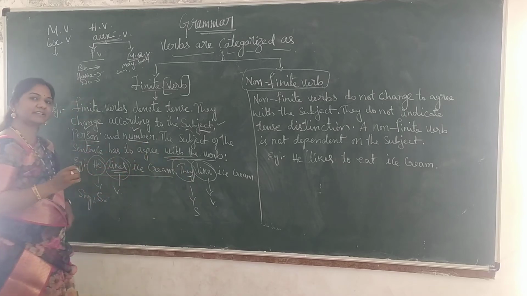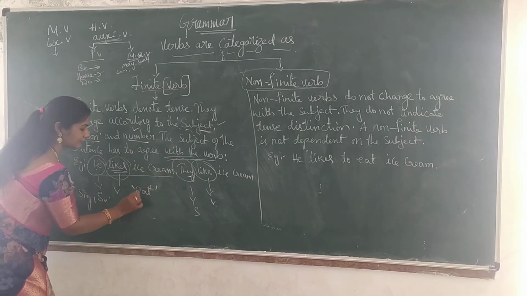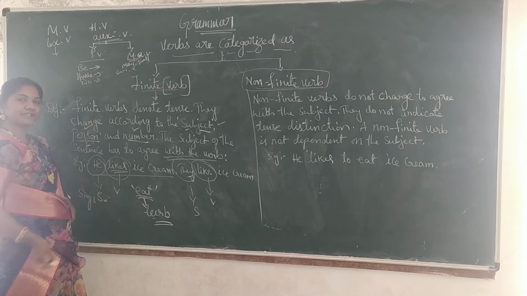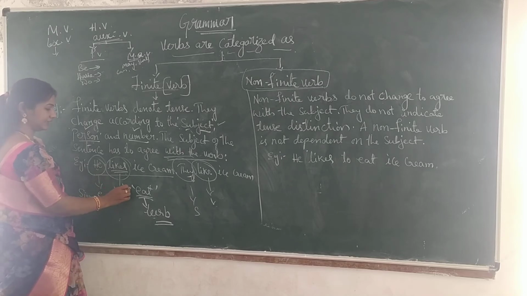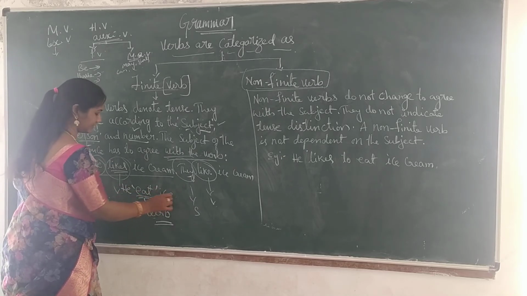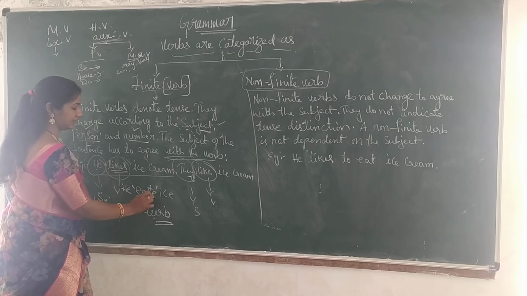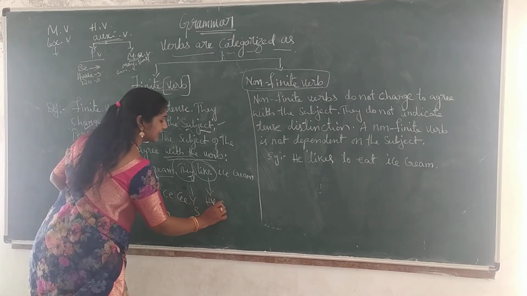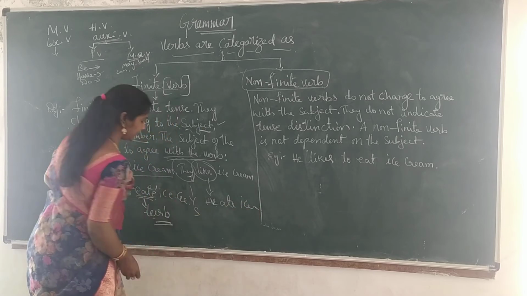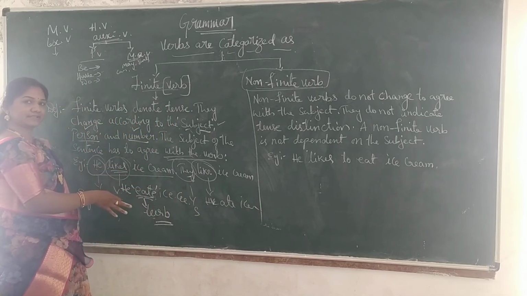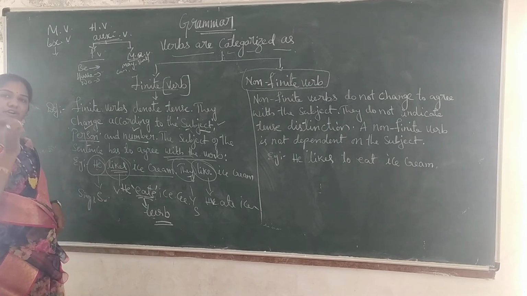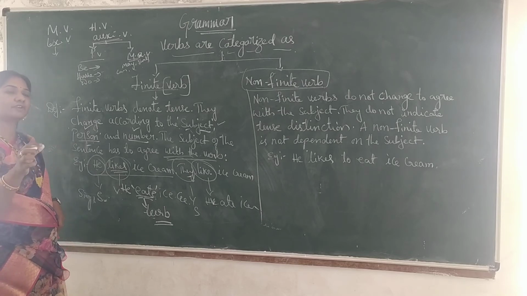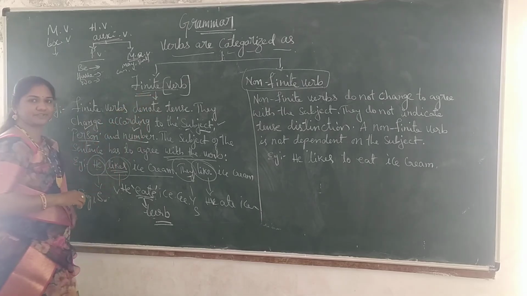Now, suppose I take eat as a verb. This is the verb eat. If I say this subject only, he eats ice cream. If I say he ate ice cream, what changes here? Tenses change. So according to the tenses, according to the subject, according to the number and person, if the verb is changing, such kinds of verbs are called finite verbs.